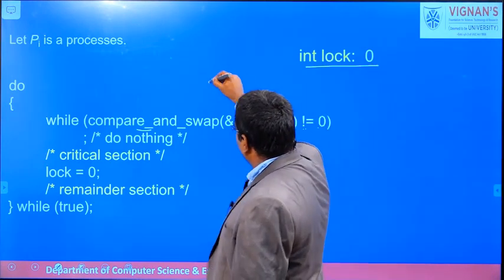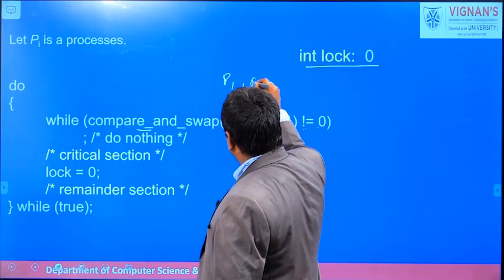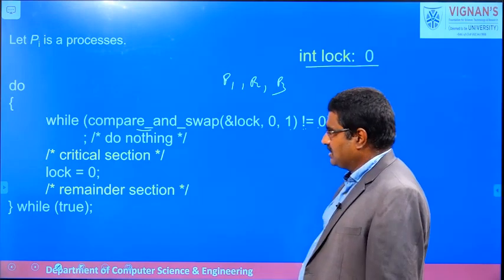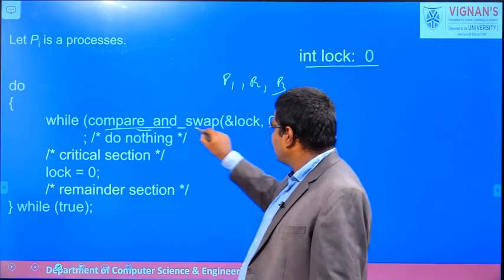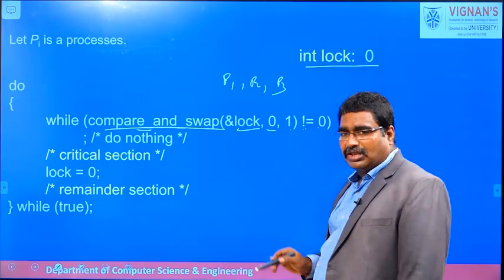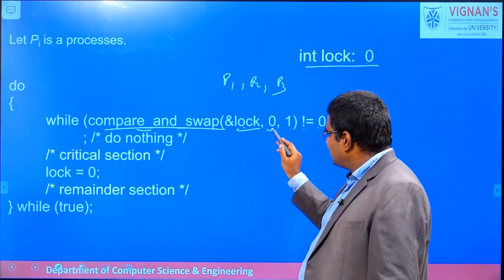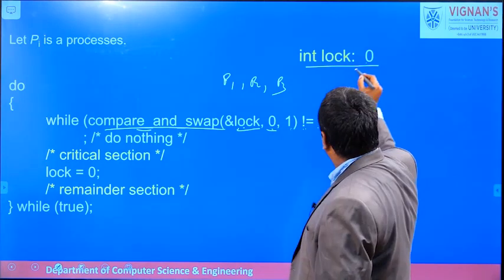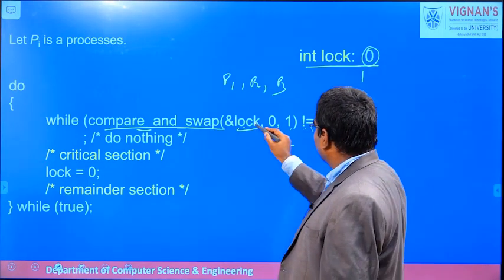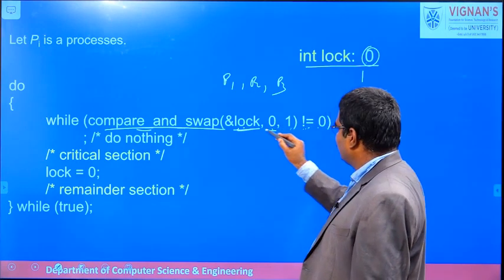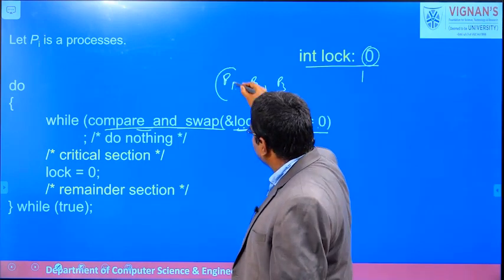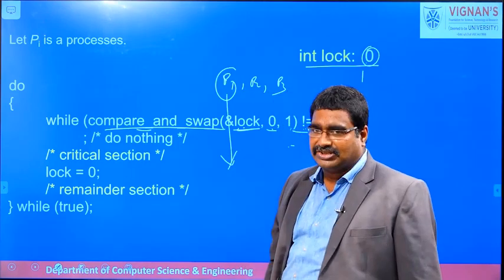And we are assuming that there are processes P1, P2 and P3, and the P1 process wishes to enter into the critical section. It simply calls the compare and swap function on lock. Initially the lock value is 0 and the second parameter is also 0. Since both are the same, 1 is assigned to the lock. So the lock value is changed from 0 to 1 and it returns the initial value, 0. 0 is not equal to 0 is false, so the P1 process is allowed to enter into the critical section.